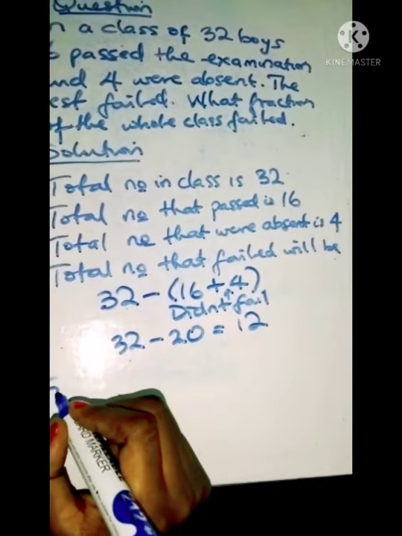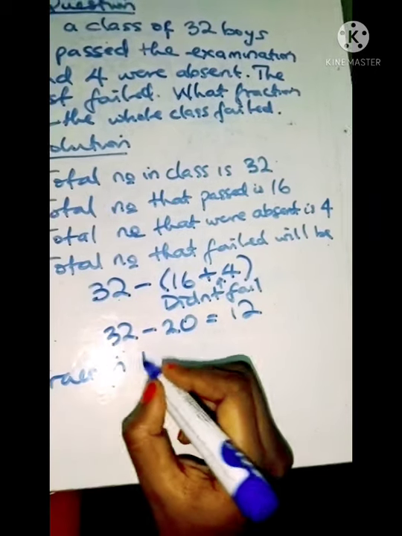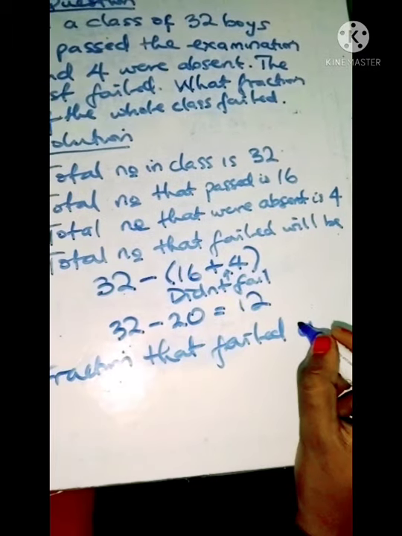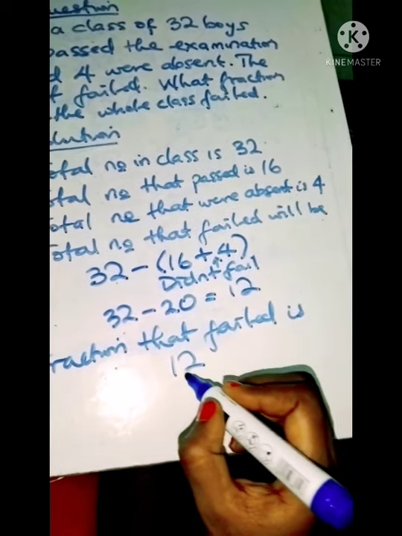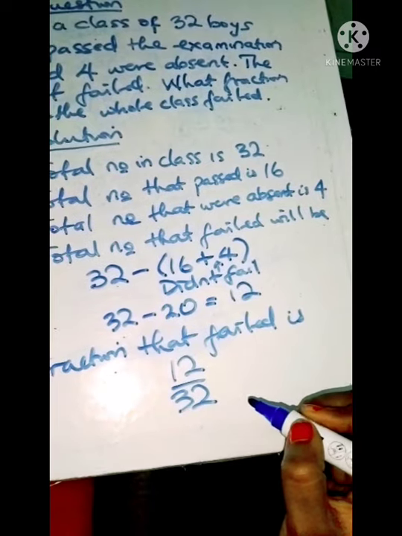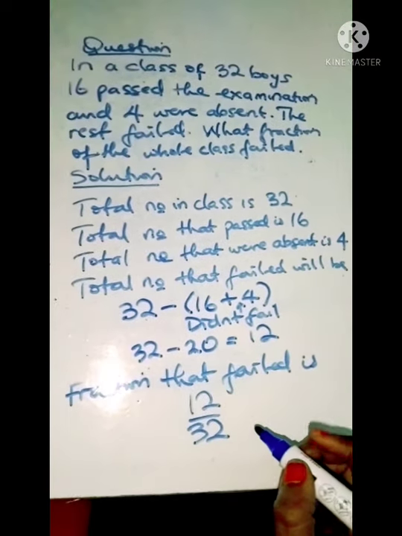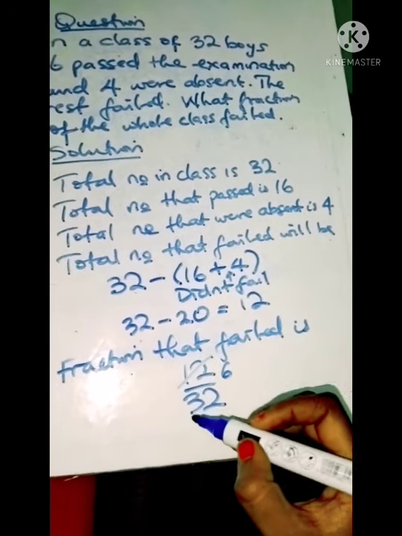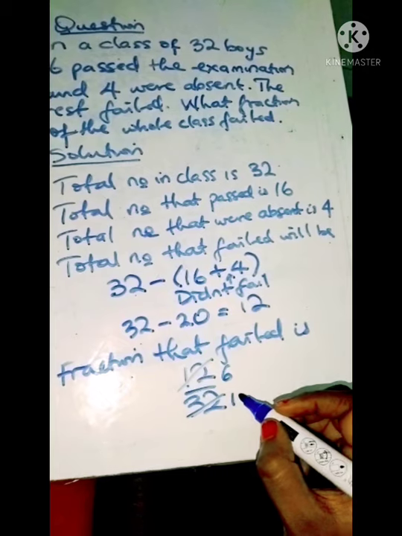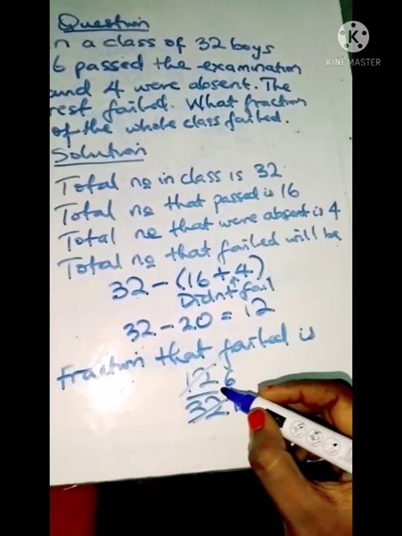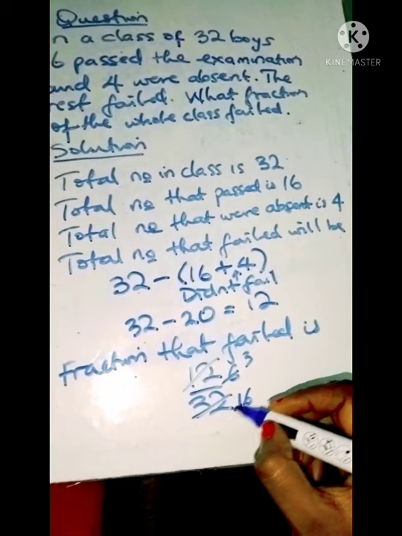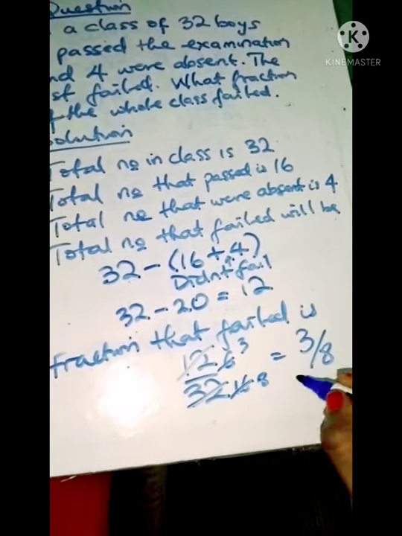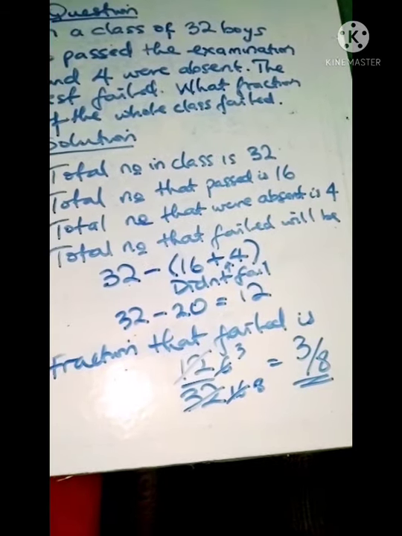Now to get the fraction that failed the examination, we are going to write a fraction where the numerator is 12 all over the total number. Remember 12 is the number that failed, 32 is the total. So when we divide 12 by 2 and 32 by 2, we have 6 and 16, and then another 2, we have 3 and 8. Then we'll end up with a fraction, which is 3 all over 8.